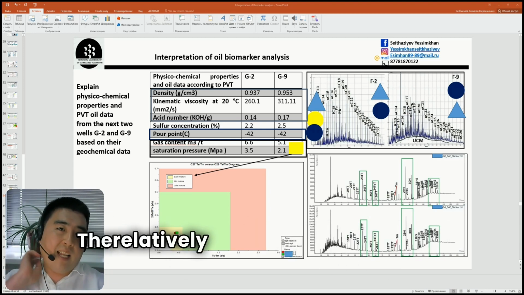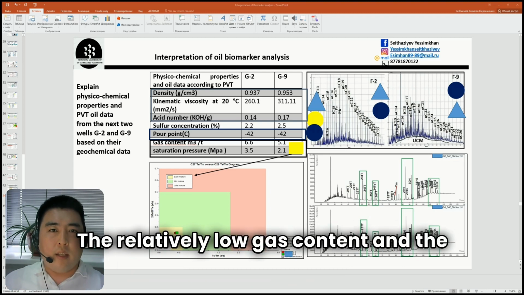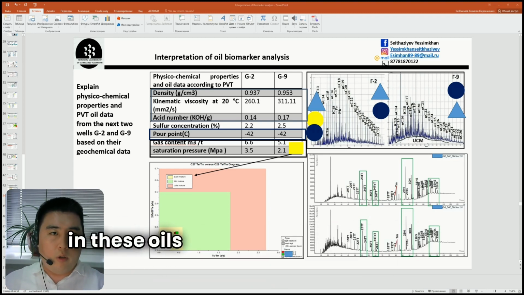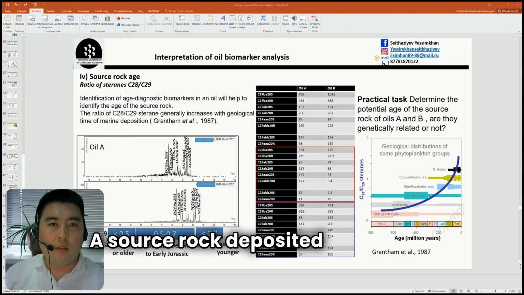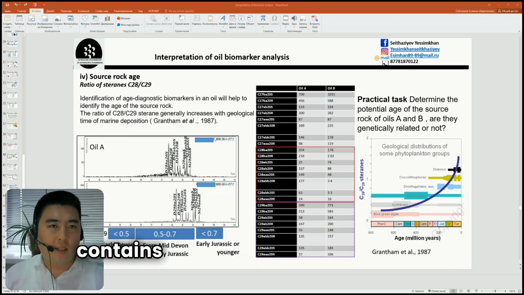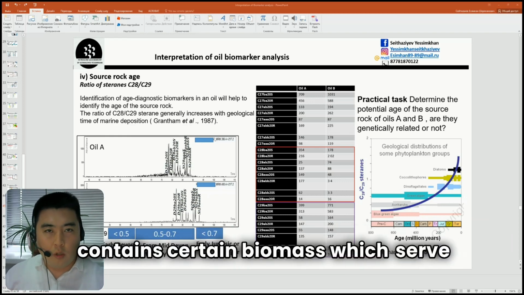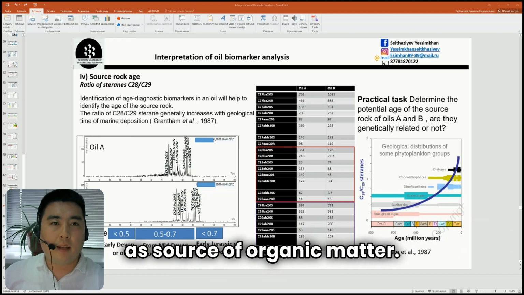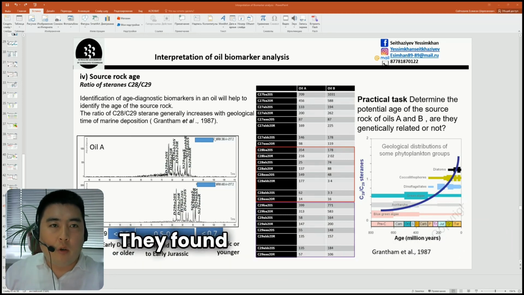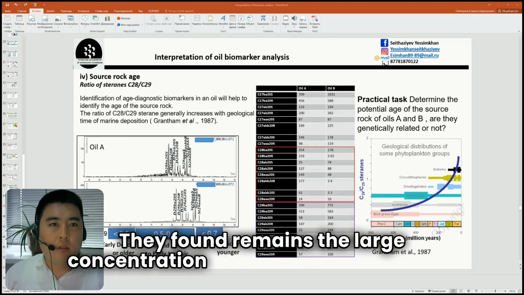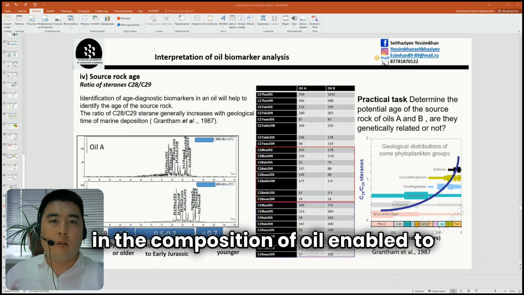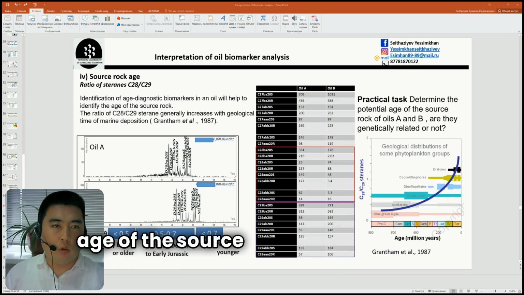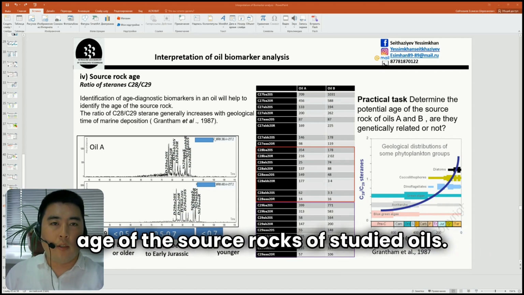The relatively low gas content and the saturation pressure in these oils are due to low thermal maturity. The source rock deposits in different geological times contain certain biomass, which serve as a source of organic matter. The relative concentration of these microorganisms in the composition of oil enables us to determine the age of the source rocks of the studied oils.